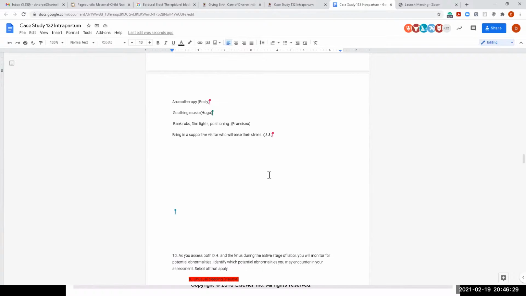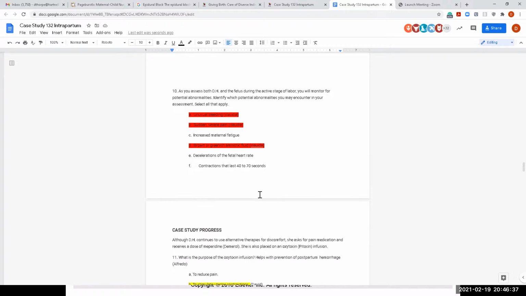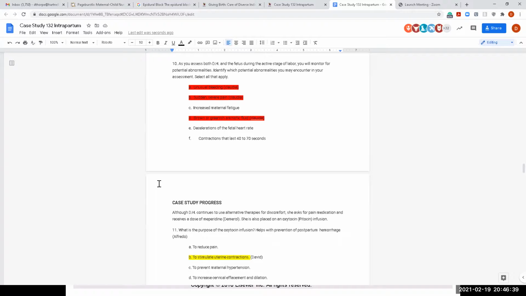Let's see, what else? Aromatherapy, good. Soothing music, back rubs, dimming the lights, yes. And having a visitor. When COVID first started and they weren't letting the coach, the significant other, in for the delivery, I don't know how these women did it.